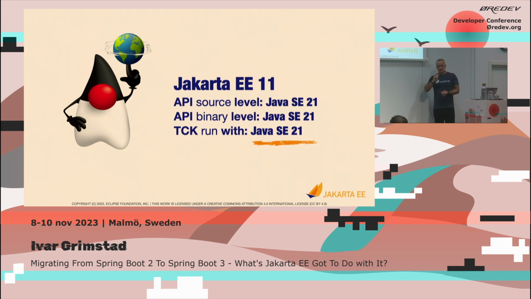What's interesting to know is that Jakarta 11 will be based on Java 21. If you remember, Jakarta 10 is based on Java 11. So we go from 11 to 21 in one big leap. When Spring picks up the Jakarta 11 APIs, Spring is also on 21. So if you're not on 21 yet, that should be a motivation to go, because when you do the next major update of Spring from Spring Boot 3 to 4, you probably have to go to 21.